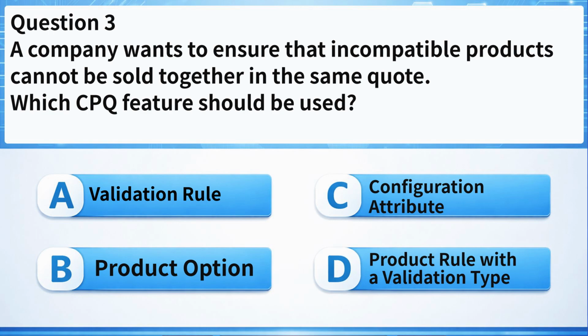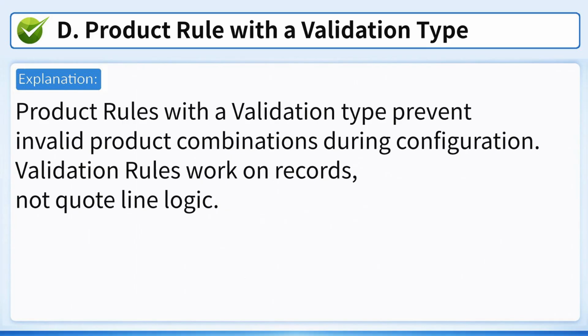Question 3. A company wants to ensure that incompatible products cannot be sold together in the same quote. Which CPQ feature should be used? A. Validation rule. B. Product option. C. Configuration attribute. D. Product rule with a validation type. Correct answer: D. Product rule with a validation type.